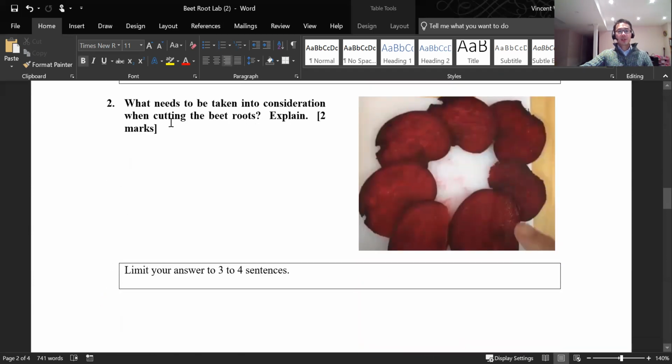What needs to be taken into consideration when cutting the beetroots? You have to make sure you say that they're uniform size, that they have the same surface area, and that they should be taken from the same beet. All these are examples of standardized variables. That's the keyword I was looking for. You can change the temperature because that's the independent variable, but everything else should be identical. And to ensure everything else is standardized, you need to make sure that you're cutting them the correct way, the same size, everything else that I said.